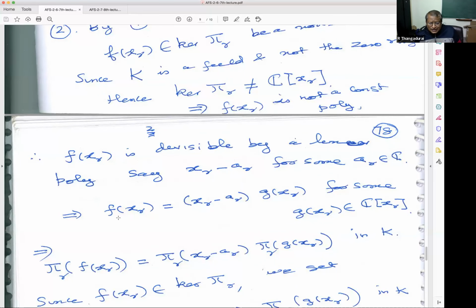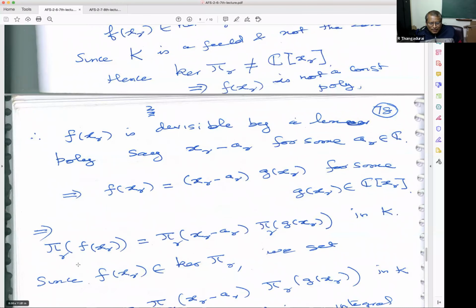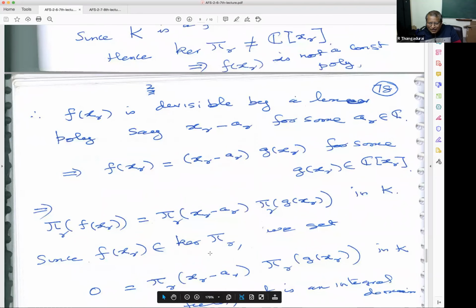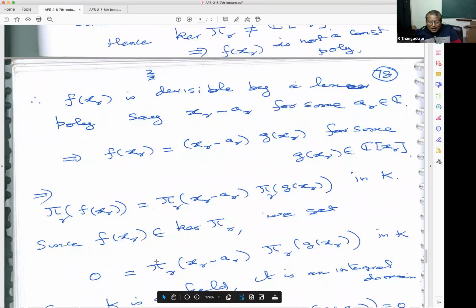So this means that f of xr equals the linear polynomial times g of xr. When we apply pi r to this, pi r of f of xr is the same as pi r of the linear polynomial times pi r of g of xr. Since f of xr is in the kernel of pi r, pi r of f is 0.